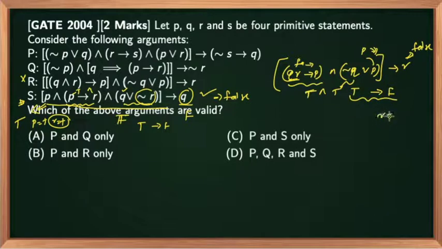The truth assignment will be R equal to false, then P equal to true. I can take whatever value for Q, that is not an issue. So if R is false and P is true, I am getting true implies false. So that means R is not a tautology, right? So I know that S is a tautology and P is also a tautology. So choice C should be the correct one.